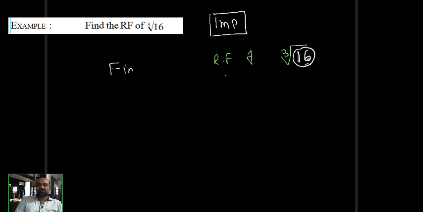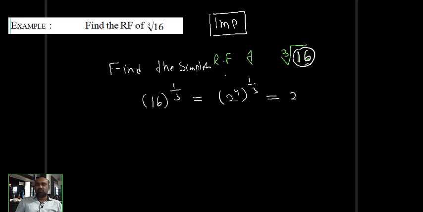Find the simplest RF of 16 power 1 by 3. Okay, now I will explain to students how to find it. First of all, write the radicand in simplest form: 2 power 4, that one actually power 1 by 3, that is equal to 2 power 4 by 3.